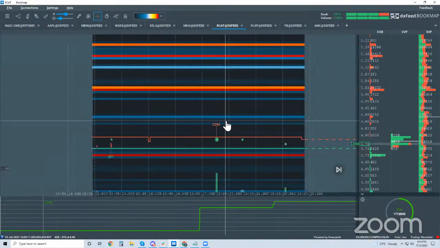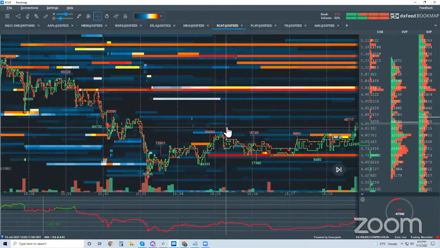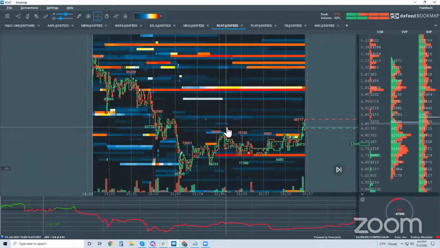And it does happen. So the market by order data is extremely accurate, basically like 100% accurate.